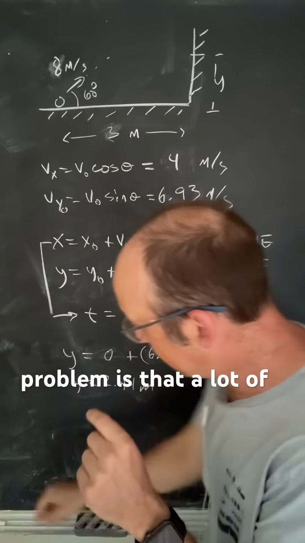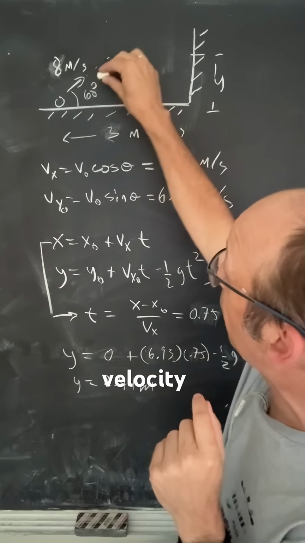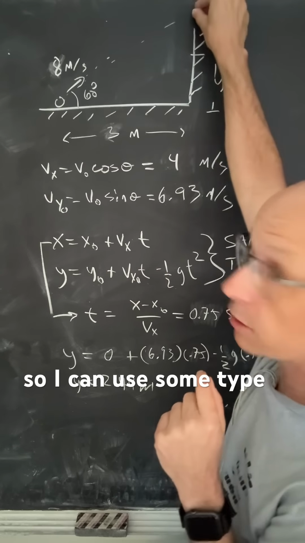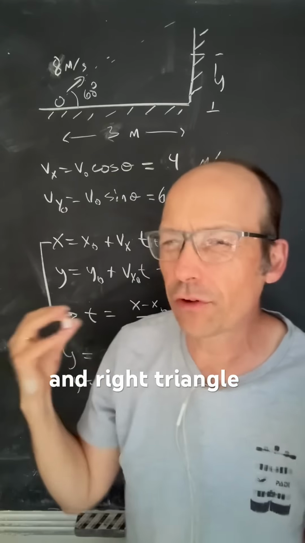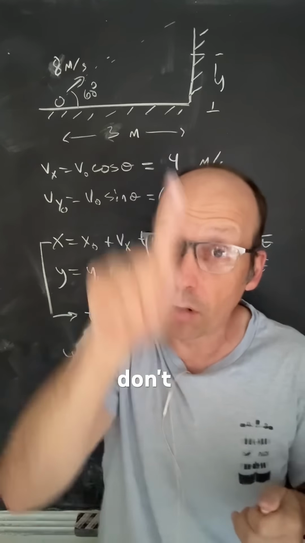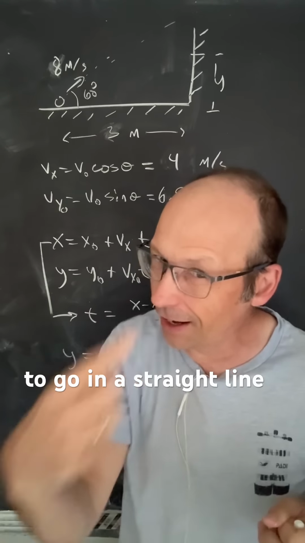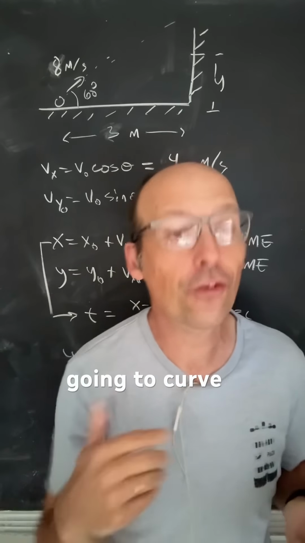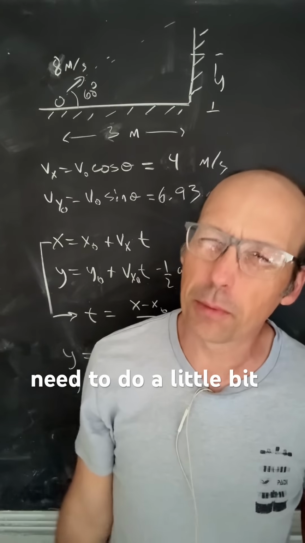Now, the problem is that a lot of students just said, okay, I know the velocity, I know the launch angle, so I can use some type of trig and right triangle to find out where it goes. But balls don't go that way. They're not going to go in a straight line, right? They're going to curve. And so we need to do a little bit of work to find out where that is.